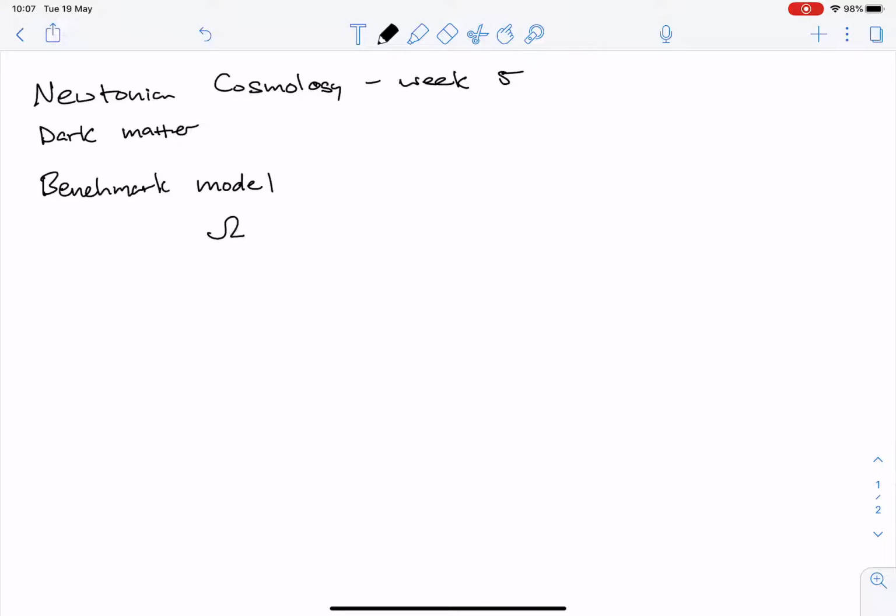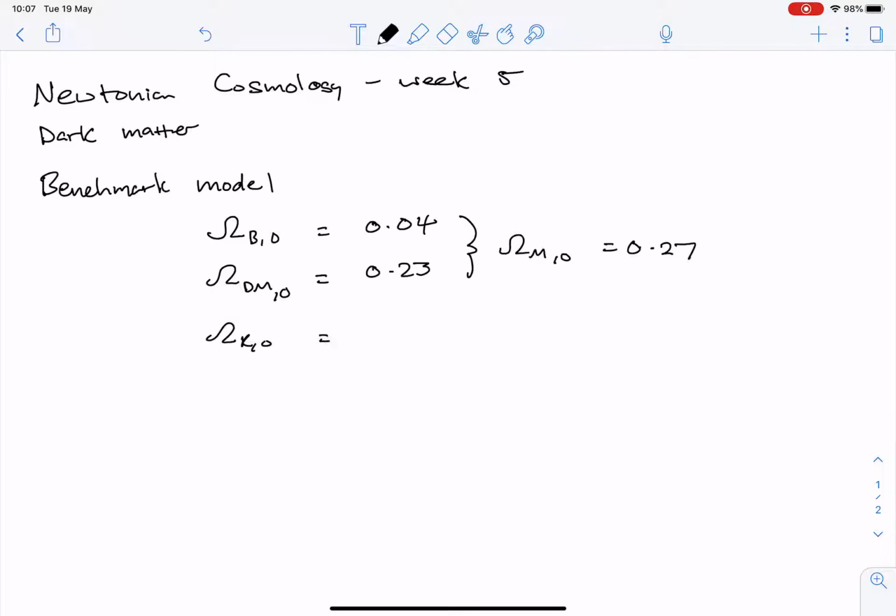And so we have some omega in baryons. So about 4% of the universe is baryons. We have omega dark matter, which is about 0.23. And together, these things make up omega M. Sorry, they're all subscripted 0, which is 0.27. We have omega R, the radiation contribution, which is now roughly 10 to the minus 4. It's very small.